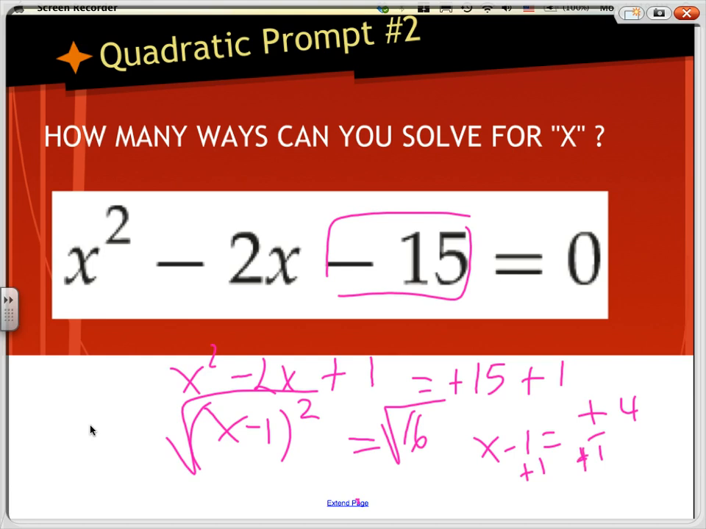So first of all, 1 plus 4 is 5. And 1 minus 4 is? -3. And is that the same answer we got from before? Got it? See how we got it, right? So that's the second approach. Any questions?